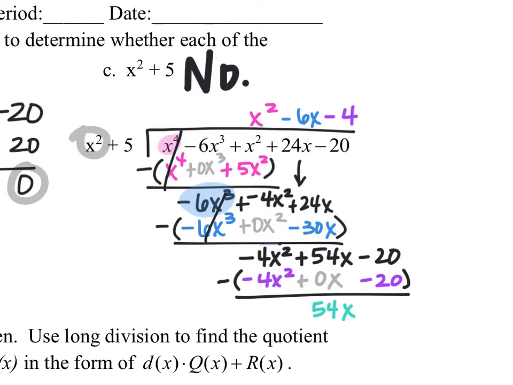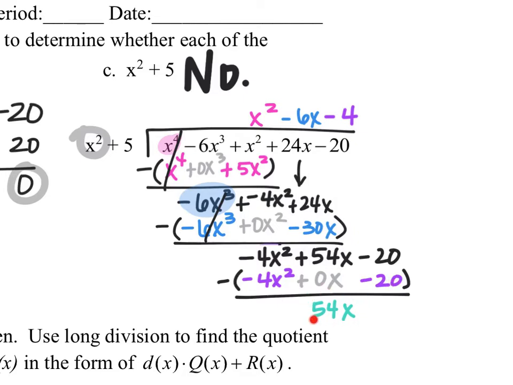And then you subtract. Then how many times, or what do you need to multiply x squared by to turn it into negative 6x cubed? That's negative 6x. Multiply negative 6x by the entire divisor, and get that. Subtract. And then ask yourself, x squared times what gives you negative 4x squared? And that's negative 4. Multiply negative 4 by the entire divisor, and subtract.